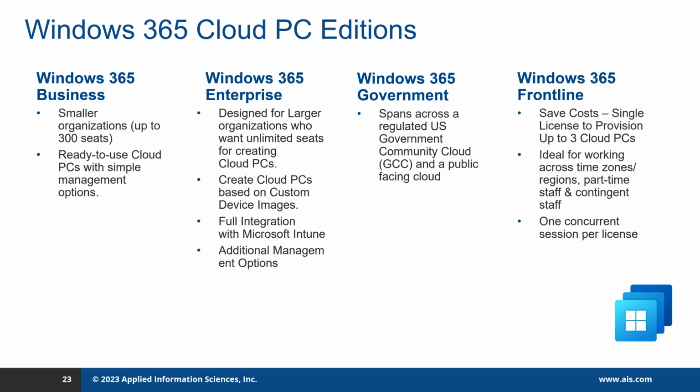There's a few different SKUs or editions of Windows 365. Windows 365 for Business is for smaller organizations, up to typically 300 seats. It's ready to use cloud PCs with some simple management options. You have Windows 365 Enterprise, which is designed for larger organizations who want unlimited seats and also a little more customizability. You have Windows 365 Government, which spans across a regulated US government community cloud and a public-facing cloud. And then you have Windows 365 Frontline, which is meant to save costs and have a single license that's used by multiple people who are working different shifts.